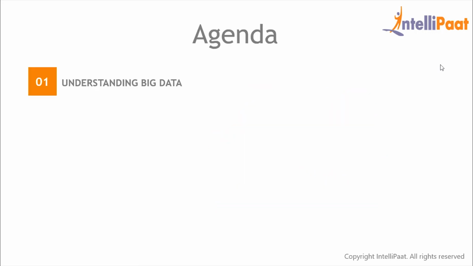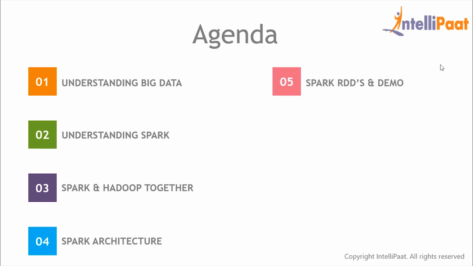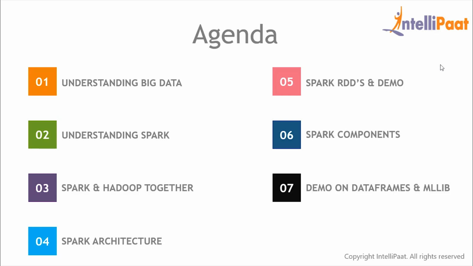So let's quickly have a look at the agenda. We'll start off by understanding what is big data, and then we'll comprehensively learn about Spark. After that, we'll see how do Spark and Hadoop work together. Following which, we'll look at the Spark architecture, then we'll understand what are Spark RDDs and implement a demo with them. Going ahead, we'll look at the different Spark components, and then we'll implement a demo, each with Spark DataFrame and MLlib. And finally, there'll be a quiz to recap whatever we've learned in today's session.